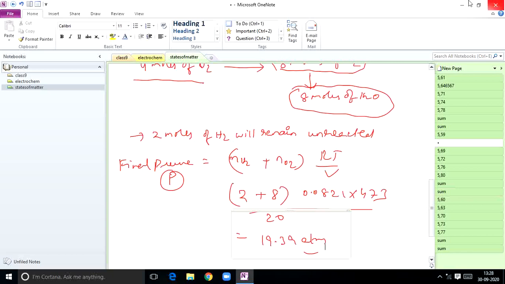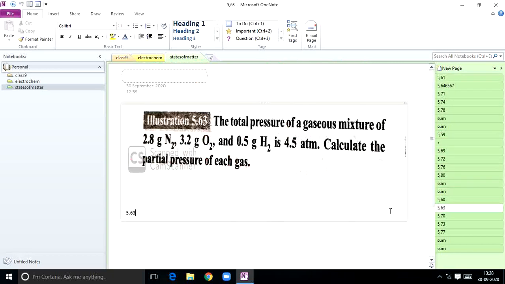Next. Come on, quick. The total pressure of a gaseous mixture of 2.8 grams of nitrogen, 3.2 grams of oxygen, 0.5 grams of hydrogen is given. Calculate the partial pressure of each gas. So very easy method. The same model is given in NEET, the same model this year based on Dalton's law only.